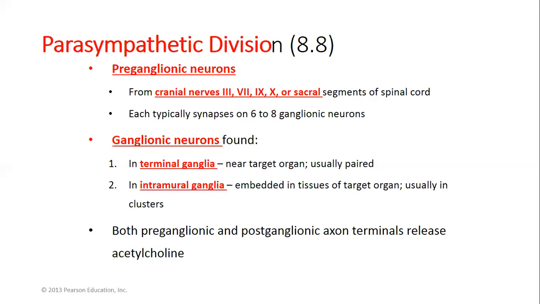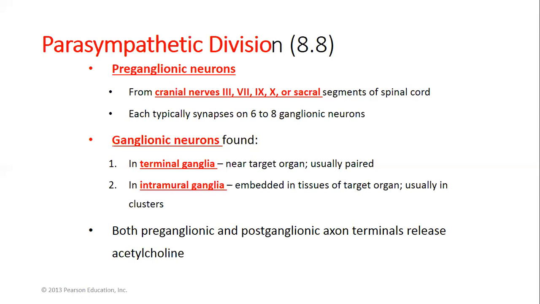There are two areas where ganglia are located in the parasympathetic nervous system. One's called a terminal ganglia, which is ganglia that's actually right next to the target organ. So you'll see a terminal ganglia near one of the target organs, like the heart or the lungs. The intramural ganglia is actually embedded in the tissue of the target organ. That's usually in clusters. So they're not outside of that target tissue, but actually within it.